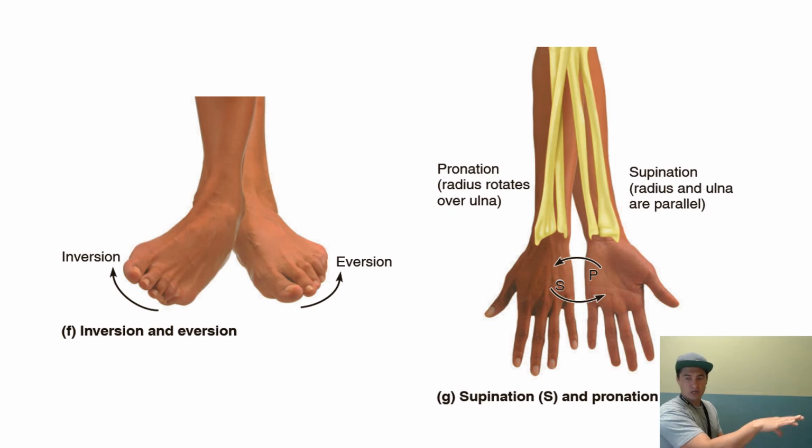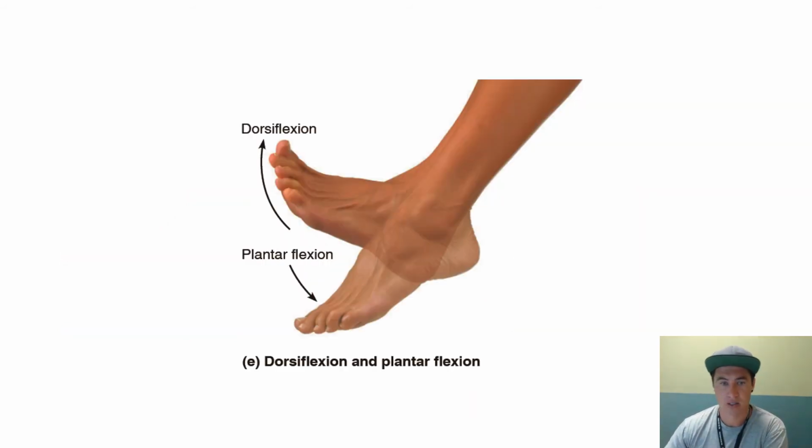I think of supination as like a bowl of soup. To hold a bowl of soup, I need to supinate my wrist or my forearm, and then pronation is that way. Special type of joint action for the forearms.